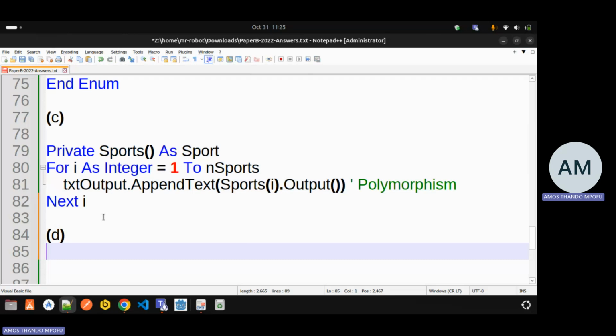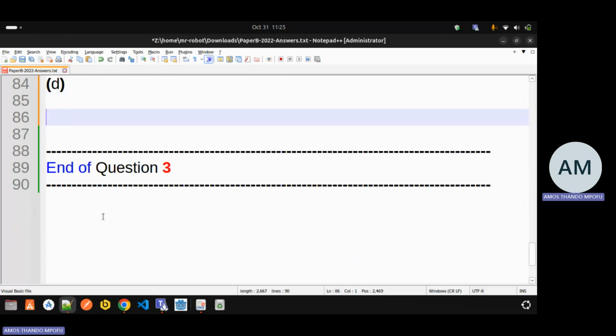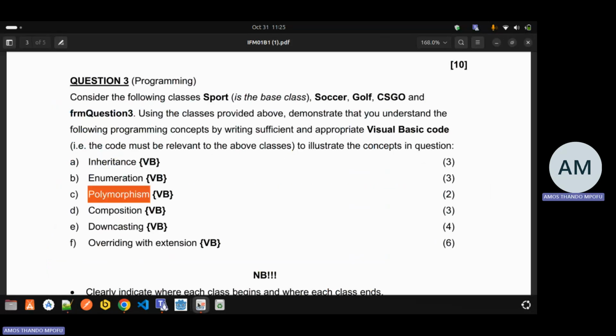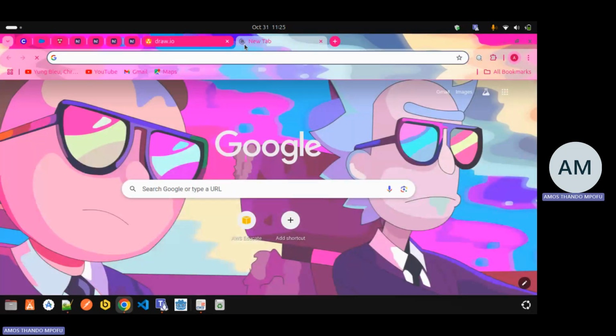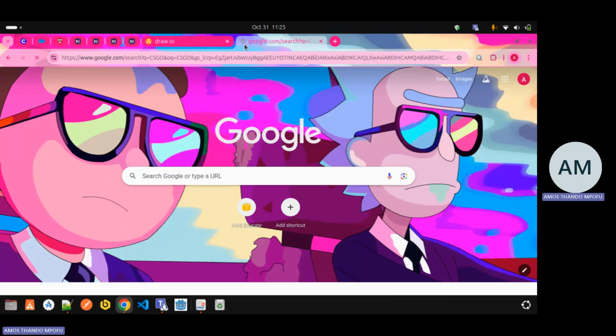And then what else? Composition. So for composition, you basically need to demonstrate that something is a part of another thing. So I need to remember the only way I can demonstrate it here. I don't know about CSGO. I don't know about this. So let's Google that. CSGO.